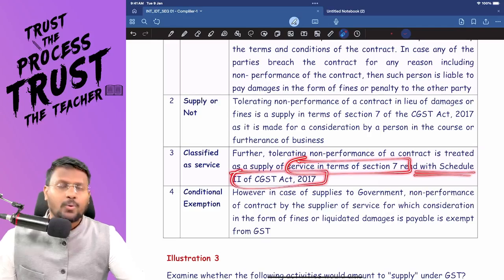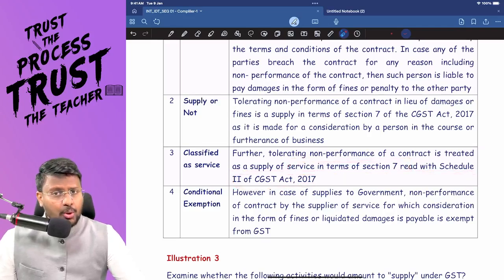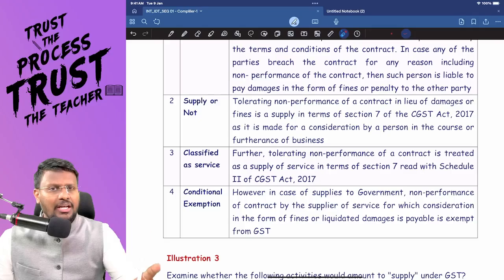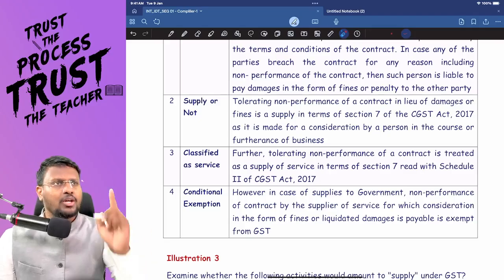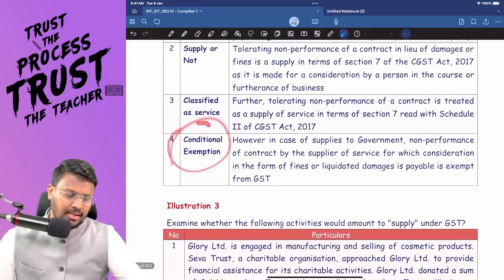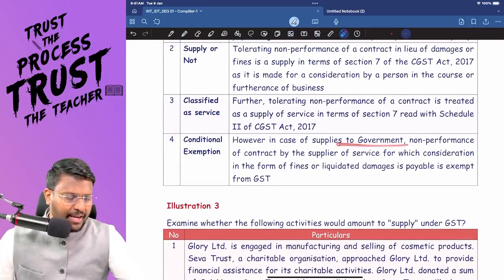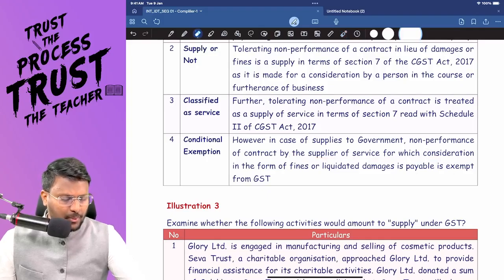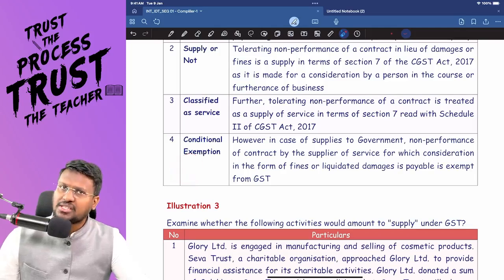Read with schedule 2. If you check schedule 2, my dear lovable students, there is one specific clause or item saying that tolerating an activity, non-performing an activity should be treated as supply of service. Conditional exemption: however, in case of supply to government, non-performance of contract by supplier of service for which consideration in the form of fine or liquidated damages is exempt from GST. This we will be studying in section 11 of the CGST Act.